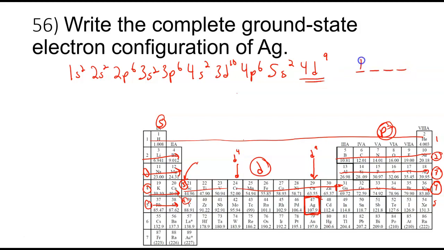If I drew this d out, it goes up, up, up, up, up, down, down, down, down, and here's our s, up, down, right? So what happens is here's our 5s, here's our 4d, it steals one. And it's like, aha, now we get to be full. So it actually is 5s1 4d10. Because remember, electrons will be empty, half full, if they can. That's not always an option, but if it's close, they're going to do it. And so the exceptions that do that, again, are the d4s and the d9s.